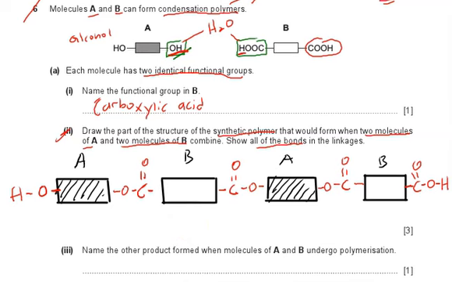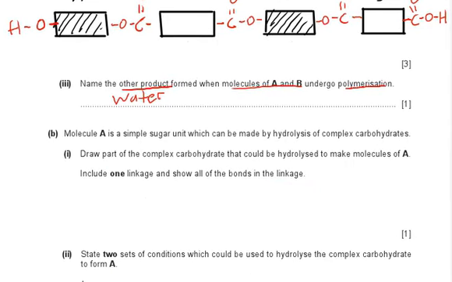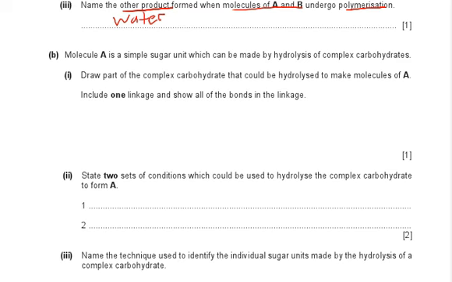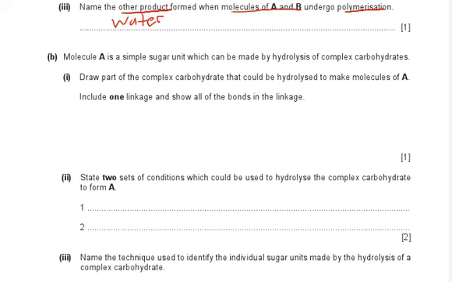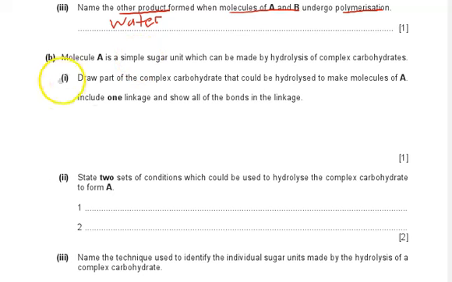Okay, now if you look at the next question here, name the other products formed when molecule A and B undergo polymerization. So it's water here. Molecule A is a simple sugar unit which can be made by hydrolysis of a complex carbohydrate. Now, draw part of a complex carbohydrate that could be hydrolyzed to make a molecule A.